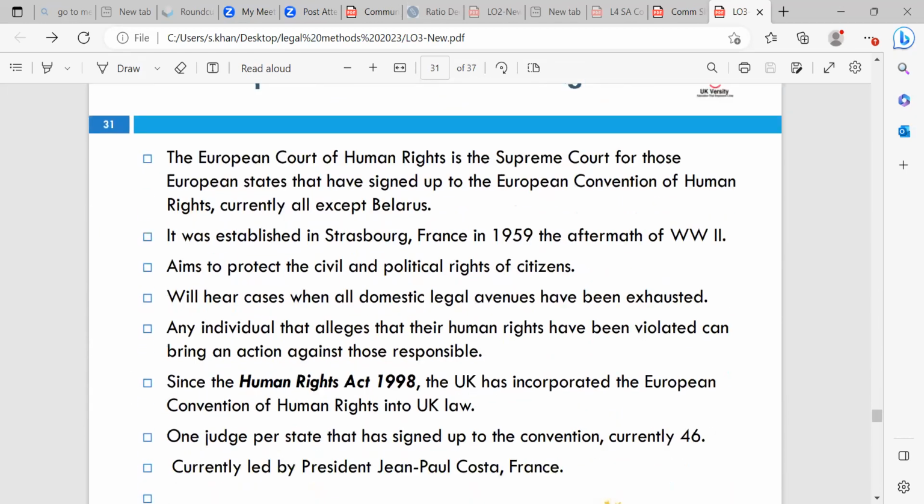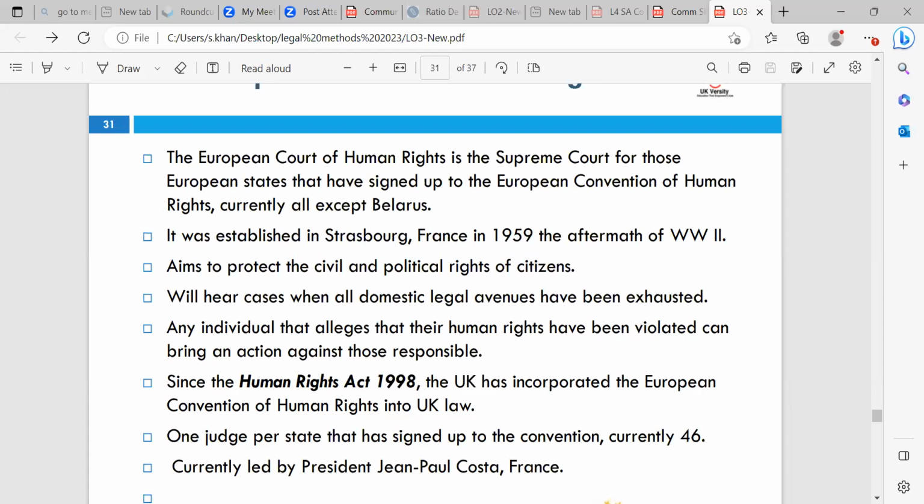Then we've got the European Court of Human Rights. The European Court of Human Rights is the Supreme Court for those European states that have signed up to the European Convention on Human Rights, currently all except Belarus. It was established in France in 1959, in the aftermath of World War II, and it aims to protect the civil and political rights of citizens.